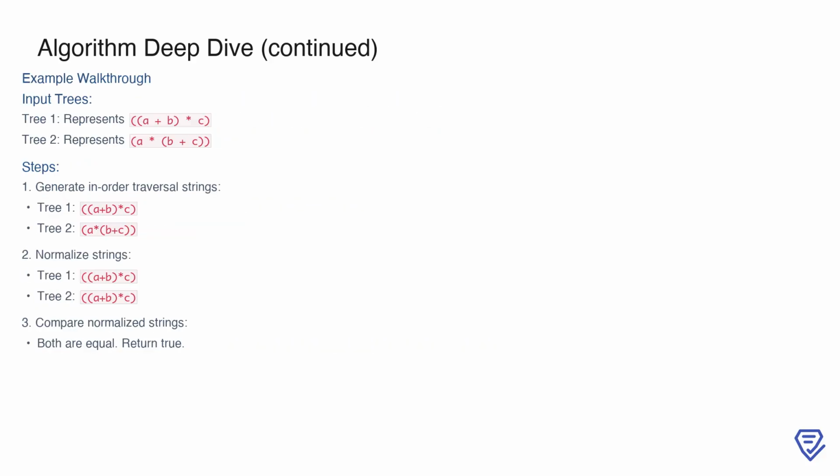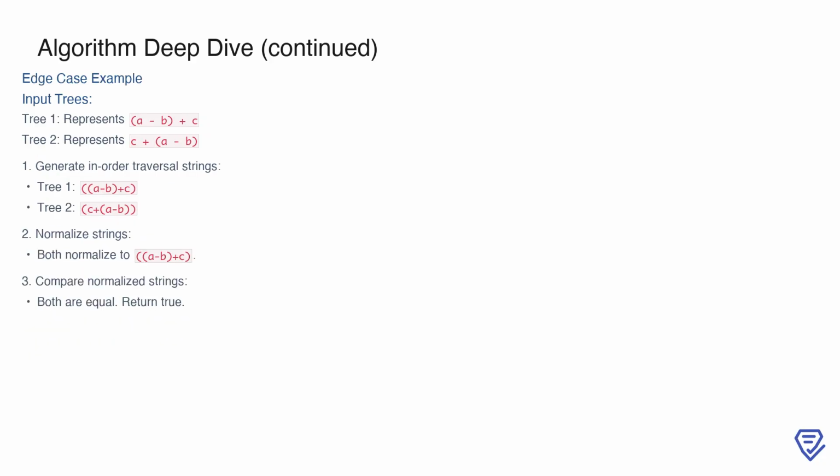Let's walk through an example. Imagine tree 1 represents the expression a plus b asterisk c, and tree 2 represents b asterisk c plus a. First, we perform in-order traversal to generate the strings. For tree 1, the string is a plus b asterisk c, and for tree 2, it's b asterisk c plus a. Then, we normalize these strings. For commutative operators like addition, we sort the operands, resulting in both trees being normalized to a plus b asterisk c. Finally, we compare the strings. Since the normalized strings are identical, we conclude that the two trees are equivalent and return true.